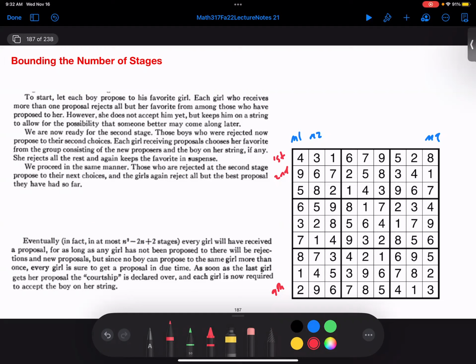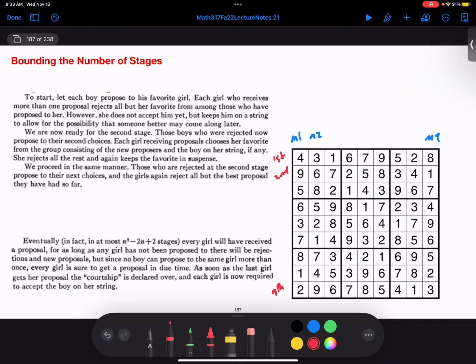Can anybody give me an upper bound for how many stages there has to be? They said that eventually, and at most, n squared minus 2n plus 2 stages. And like any good mathematician, they don't give any justification or any inkling of where that number comes from. They just say, here is the answer. And of course, it should be obvious to you. 65. Why 65? 81 minus 16. So why 81 minus 16? Well, 81 is using their formula.